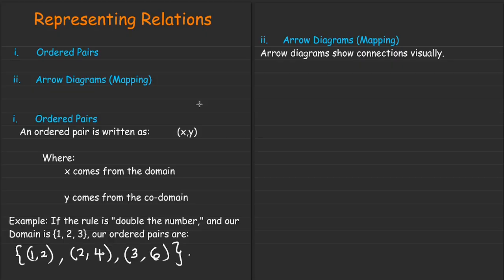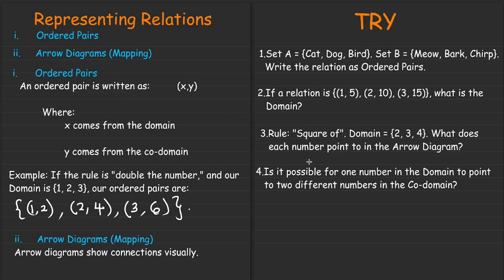As usual, I'll leave you with some exercises just to test your understanding of the concepts we have built so far. Here are just 4 questions you are to answer on your own. The first one, you have to write out what you have there as ordered pairs. The second one, you have to list out the domain for me. The third one, you have to represent them using an arrow diagram. And the fourth is just a question you have to explain to me.